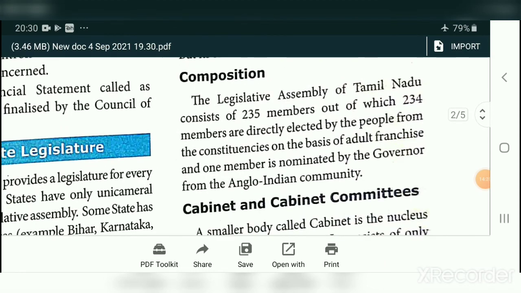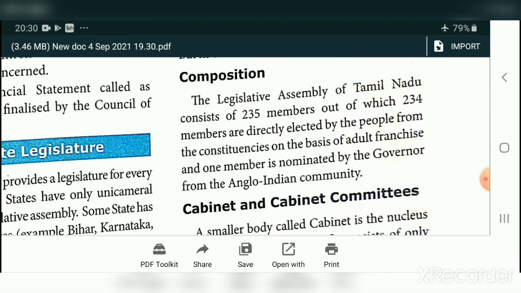The legislative assembly of Tamil Nadu consists of 235 members, out of which 234 members are directly elected by the people from various constituencies on the basis of adult franchise, and one member is nominated by the governor from the Anglo-Indian community. This is an important GK question. For the lower house, the governor has the power to appoint one person from the Anglo-Indian community. The remaining 234 members stand in the election and are directly elected by the people by means of adult franchise.